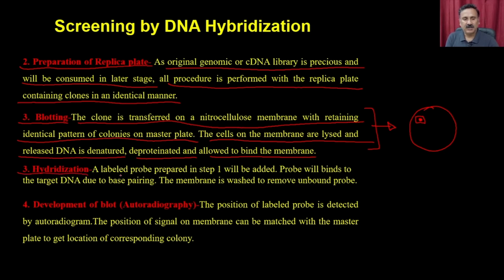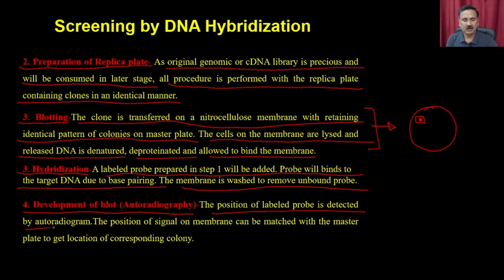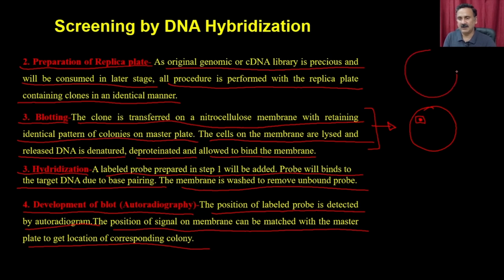Then you do the hybridization. The labeled probe prepared in step 1 is added. The probe will bind to the target DNA due to base pairing. The membrane is washed to remove the unbound probe, and then you develop the autoradiogram. The position of the radiolabel is detected by the autoradiogram. The position of the signal on the membrane can be compared with the master plate to get the location. For example, if this is the membrane and this is my master plate, I superimpose both of them and then I know that this is the clone giving the signal on the autoradiogram. Then I can isolate this, and I can isolate the gene of interest.